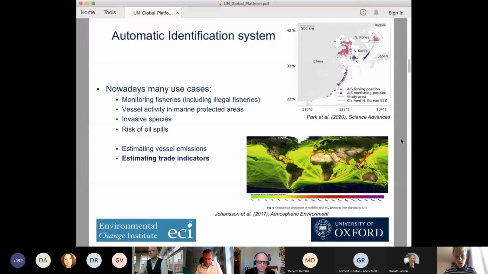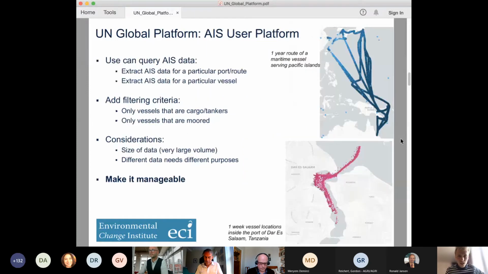And this is a map showing another research where they looked at every individual vessel and estimated how much SO2 emissions came from that vessel. And the last thing is on the use case of using it to estimate trade indicators, and that's what I will discuss today. So briefly on the UN global platform.